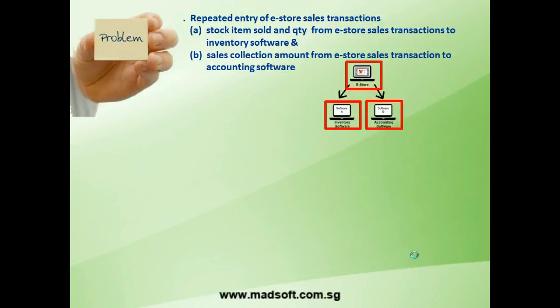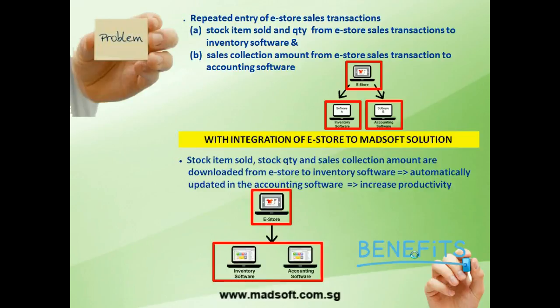The second issue is the repeat entry of e-store sales transactions: the stock items sold and quantity from the e-store sales transactions to inventory software, and the sales collection amount from e-store sales transactions to accounting software. With the integration of the e-store to the MadSoft solution, the stock items sold, stock quantity, and sales collection amount are downloaded from the e-store to the inventory software. These are automatically updated in the accounting software. This leads to increased productivity.